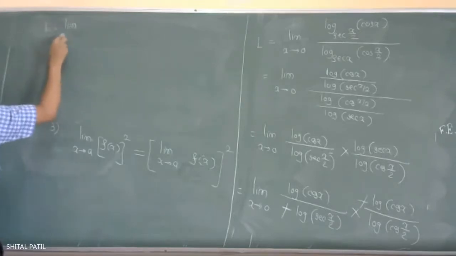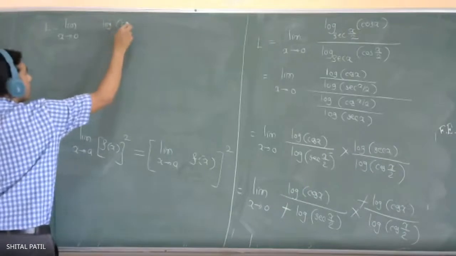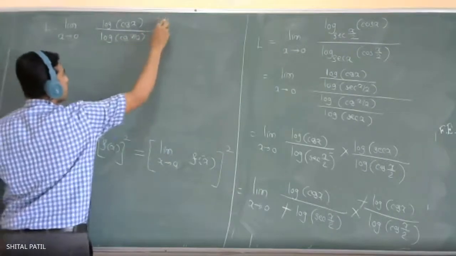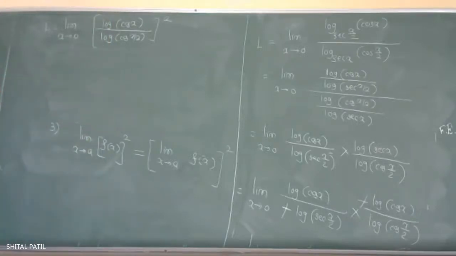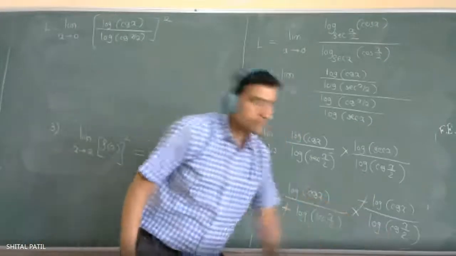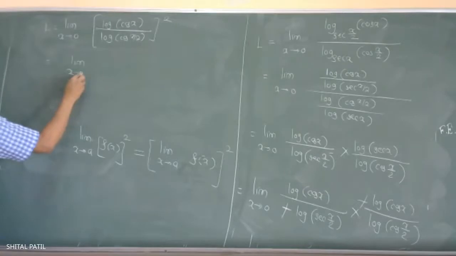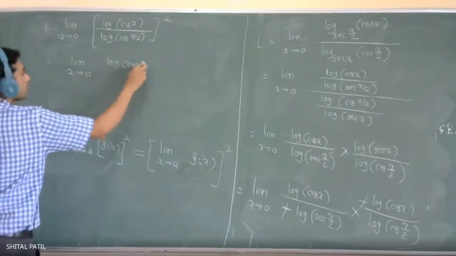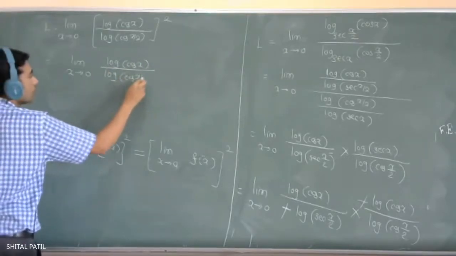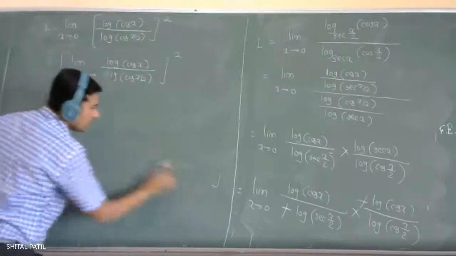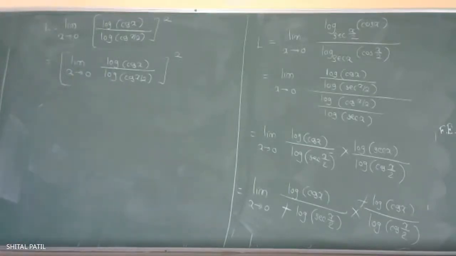Okay, and then we have limit x tends to 0 of log of cos x divided by log of cos x by 2 whole square. The log cos x by 2 term is 2 times, so square of that. Now use the last formula. So it will be like this: limit x tends to 0 of log of cos x divided by log of cos x term whole square. It will be sufficient to find the derivative of the limit of this one, and then square. Clear up to this step?